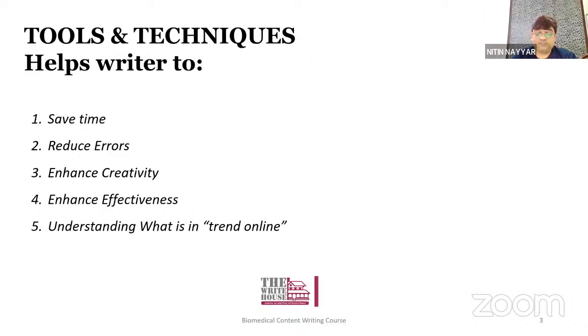Understanding what is in the trend online. Suppose you are writing an article, for example, on COVID, or an article on RT-PCR. How will you come to know what people are asking about RT-PCR? Are you going to write just the definition of RT-PCR? Are you going to write what is hematology? What are the changes in hematological parameters, or how hyperglycemia affects COVID infection, or how COVID affects hyperglycemic attack? So how will you find out what people are asking about and how are you going to find that?